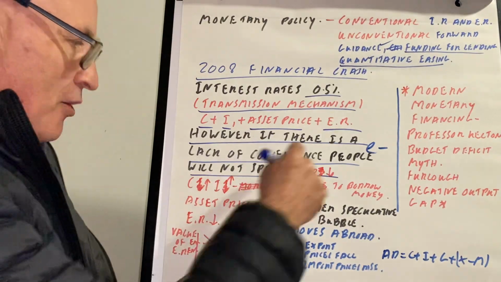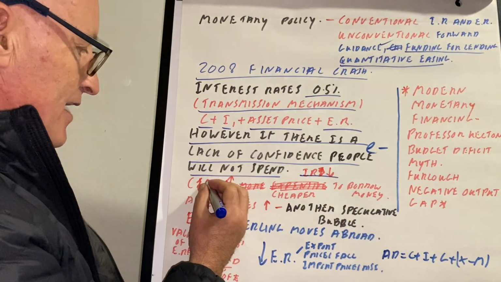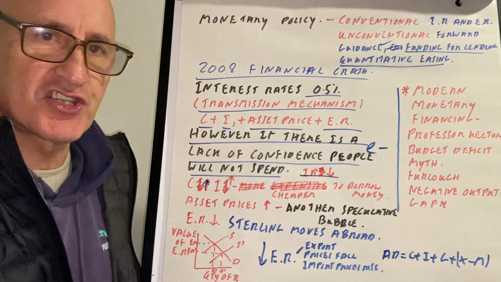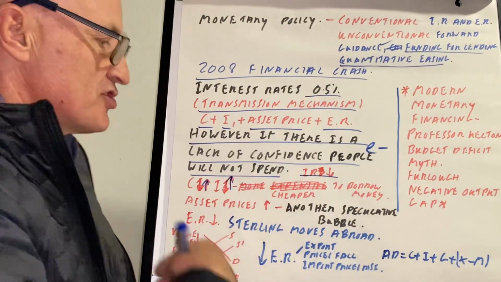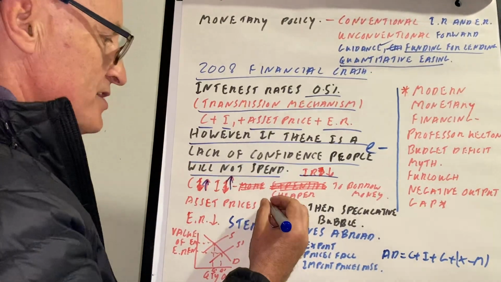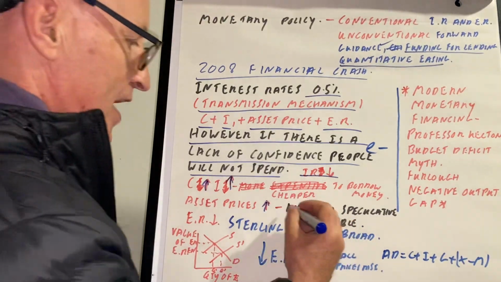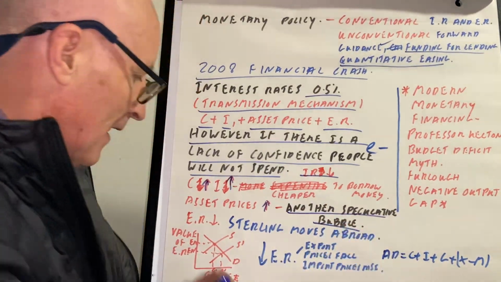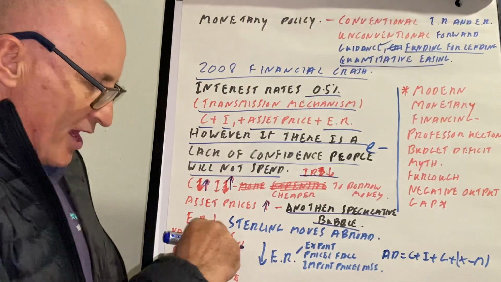But you must know that if we have low interest rates, then there's going to be an increase in consumption because it's cheaper to borrow money, an increase in investment because it's cheaper to borrow money, and an increase in house prices because it's cheaper to borrow money, and therefore that may create a speculative bubble. And finally, with a decrease in interest rates, hot money will go abroad.